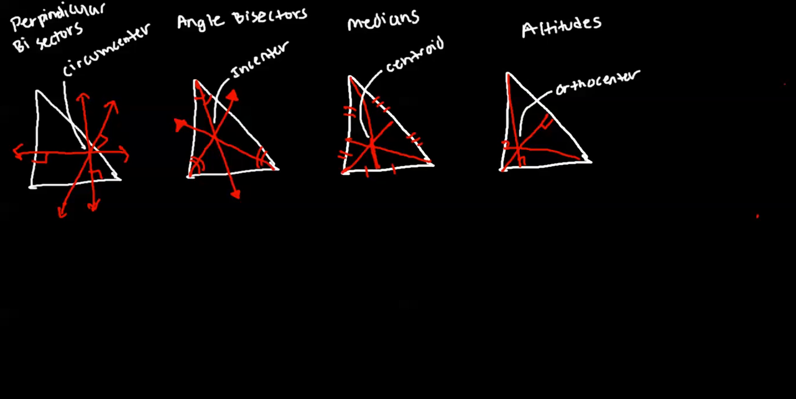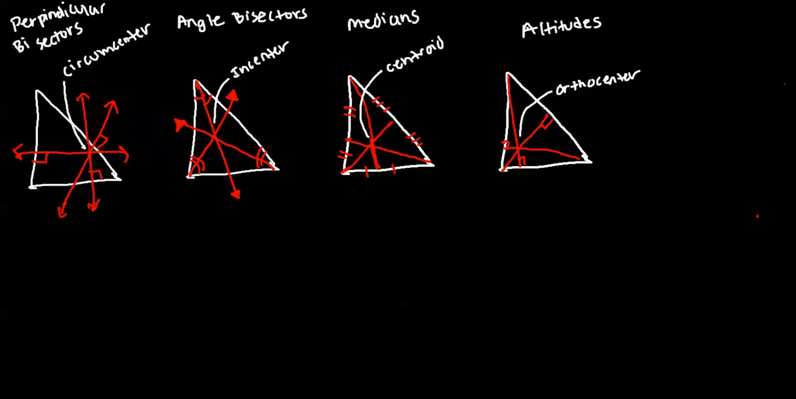Now we're going to look at a concept summary of special segments and lines in triangles. The first one, all the way to the left, we can see that the lines are made based on perpendicular bisectors, and the point where they all intersect is called the circumcenter. The next one is angle bisectors, so basically all the lines bisect the angles, splitting them equally in half, and the point where they intersect is called the incenter.